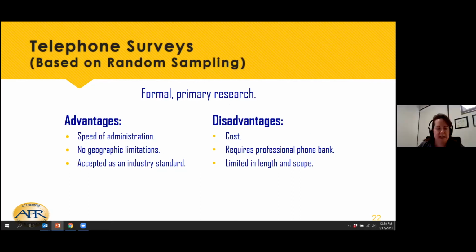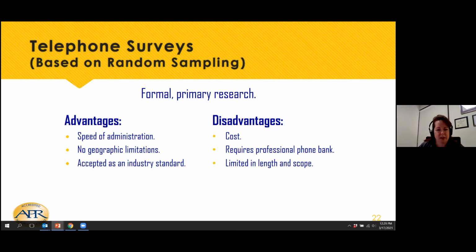Telephone surveys based on random sampling are formal primary research. This is what the book says. The advantages are the speed of administration, no geographic limitations, and being accepted as an industry standard. Disadvantages, again, can be cost. Somebody has to make the call. It requires a professional phone bank, potentially, depending on how many people you're calling.